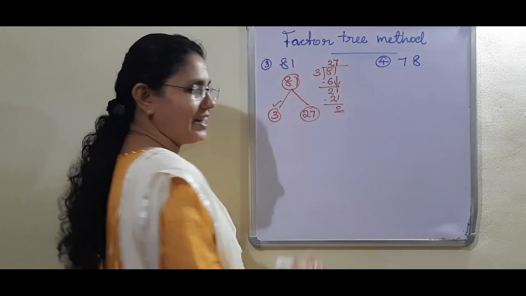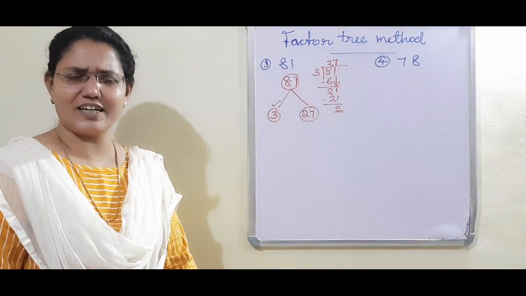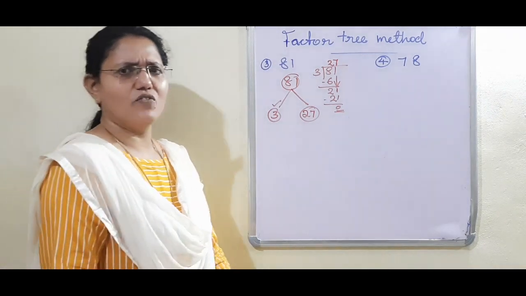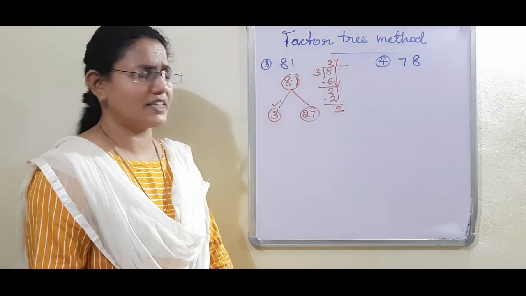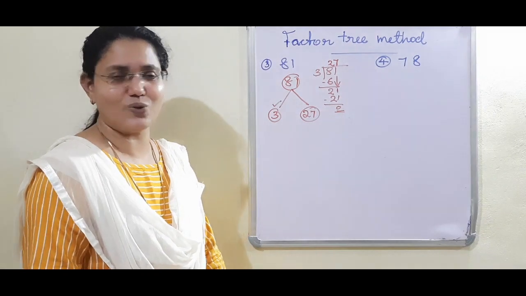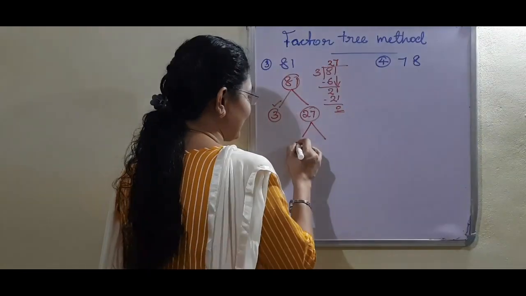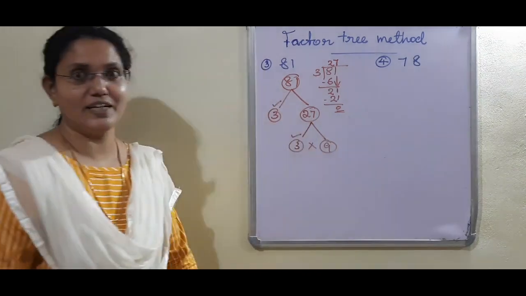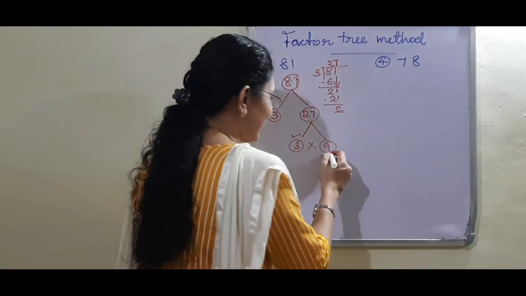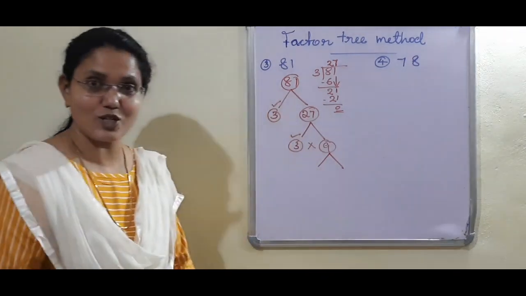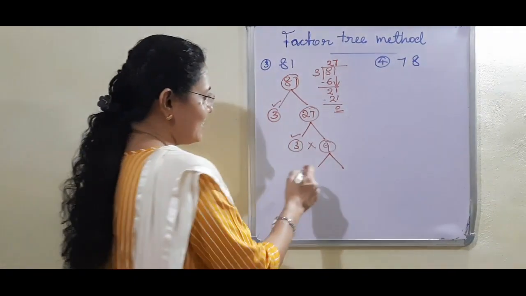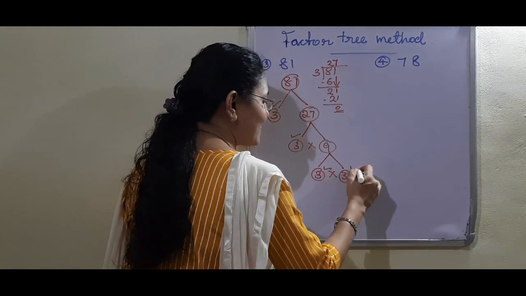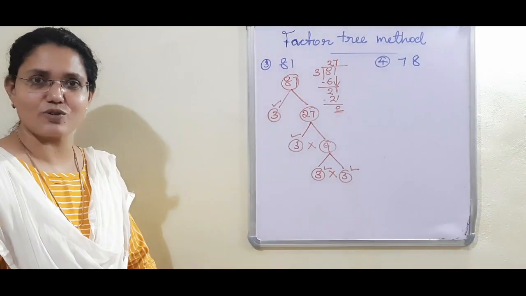Next 27. For 27, you think if the numbers are smaller, you can use the multiplication table also. Which numbers when you multiply you are getting 27? Yes, 3 into 9. Write its factors again. 3 into 9. 3 is prime, but 9 is composite. Write its factors again. 9, by multiplying which two factors will you get 9? That is 3 into 3. Now all the factors are prime. Now you can stop it here.